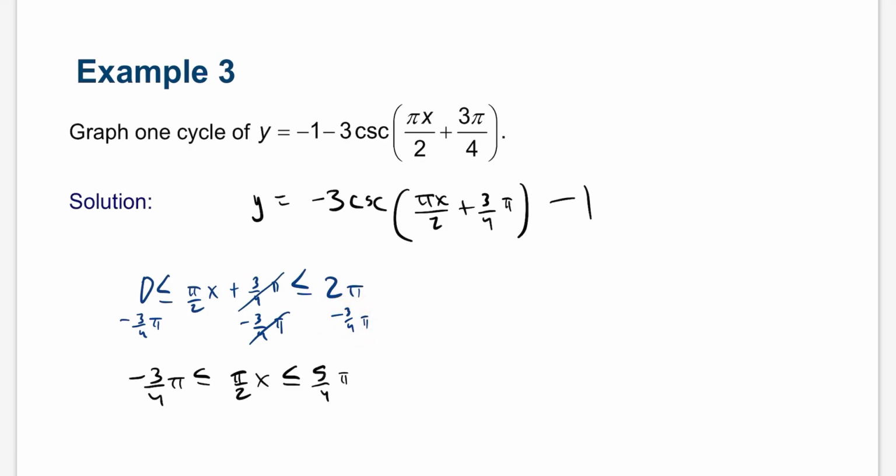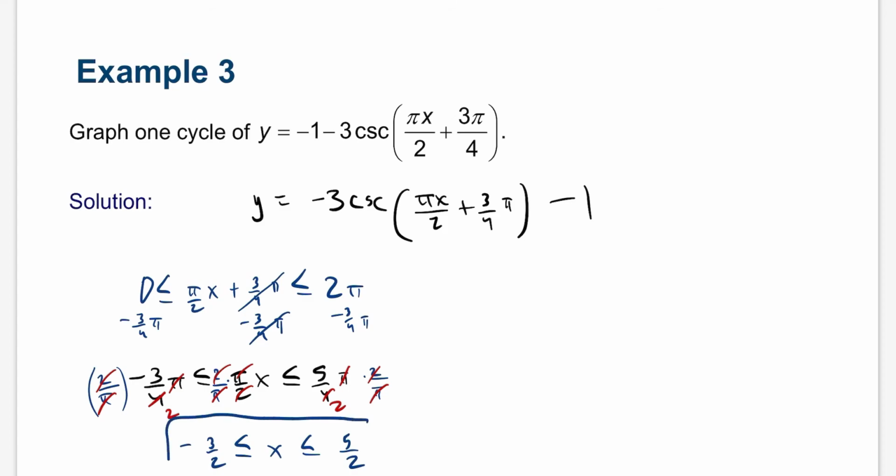All right, and then we have to multiply by the reciprocal of pi over 2, which is 2 over pi. That's going to cancel out the pi's. And that'll leave us with, let's see, 2 goes into 4 twice. So over here on the left side, we should get negative 3/2 less than or equal to x less than or equal to 5/2. So this is the inequality, which tells us where the graph starts and where the graph ends.